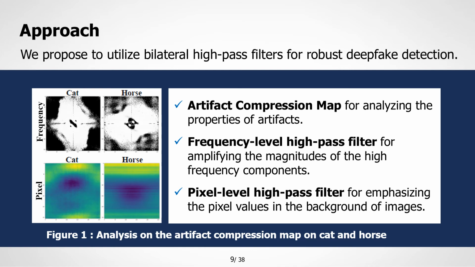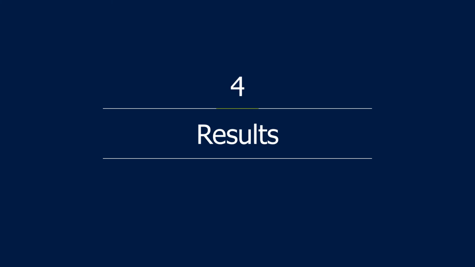Thus, we propose bilateral high-pass filters to amplify the properties of the artifacts to effectively distinguish between the real and fake images. The frequency level high-pass filter is for amplifying the magnitudes of the high-frequency components, and the pixel level high-pass filter is for emphasizing the pixel values in the background of the images.